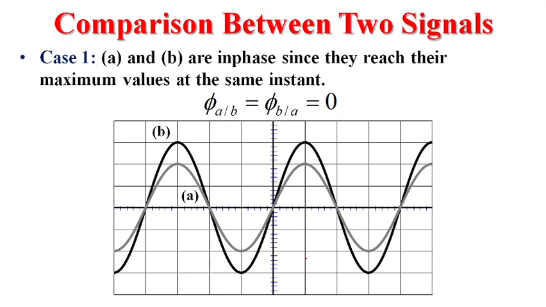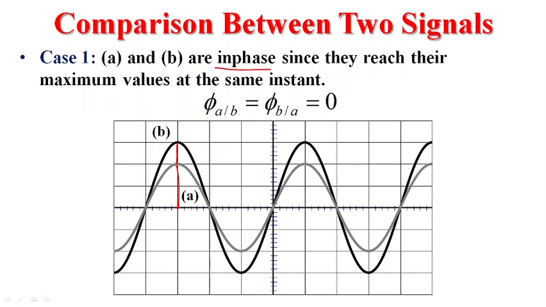The last topic is the comparison between two signals. Usually, using an oscilloscope we can display two voltages at the same time using two channels. For example, A and B are two sinusoidal voltages. In this case, we notice that at the same instant, A and B reach their maximum values. Therefore, these two waveforms or these two signals are said to be in phase.